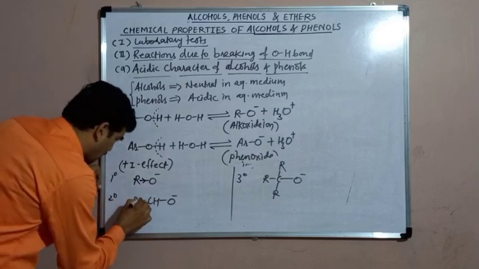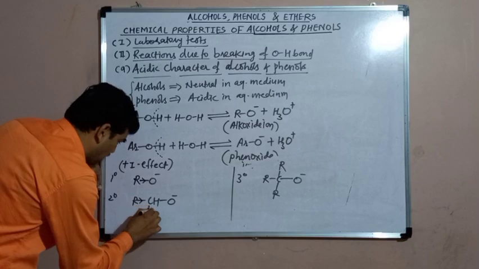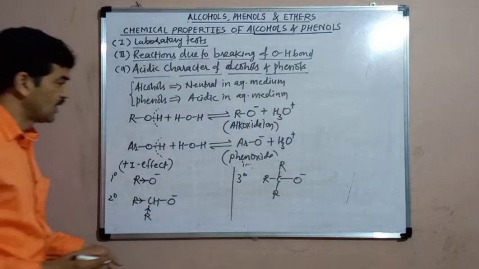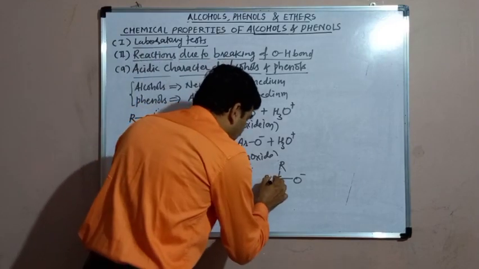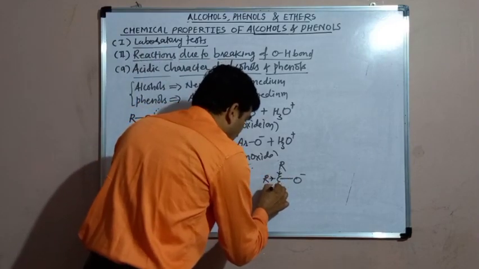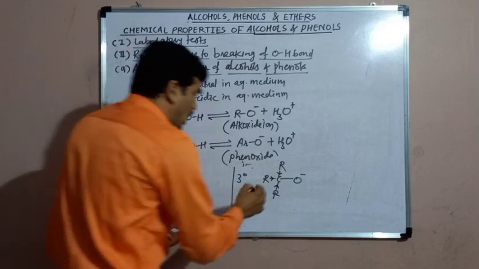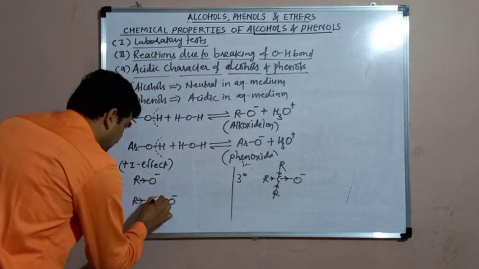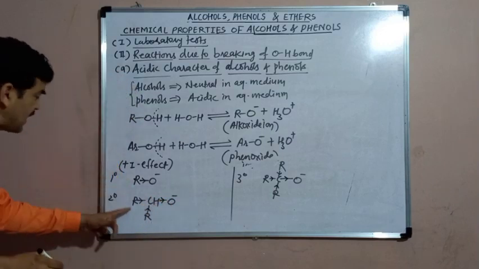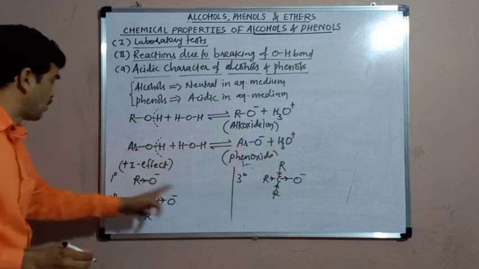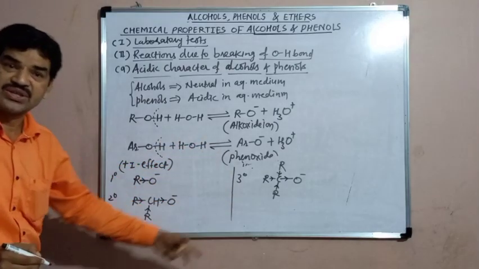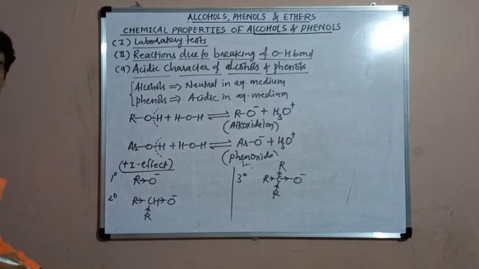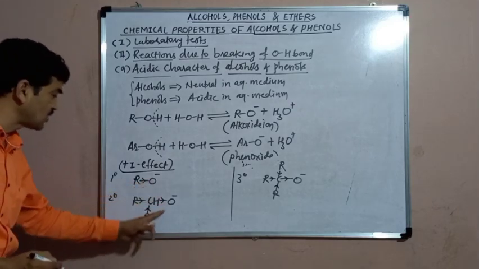In the alkoxide ion of secondary alcohol also, there are two alkyl groups which release the electron density toward the oxygen. In the alkoxide ion of tertiary alcohol, three alkyl groups are there, and all these three alkyl groups release the electron density toward the oxygen. And this release of electron density toward the oxygen is known as the positive inductive effect. Positive inductive effect means the release of electron density toward the oxygen atom.